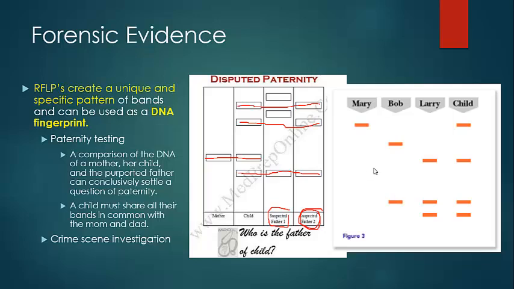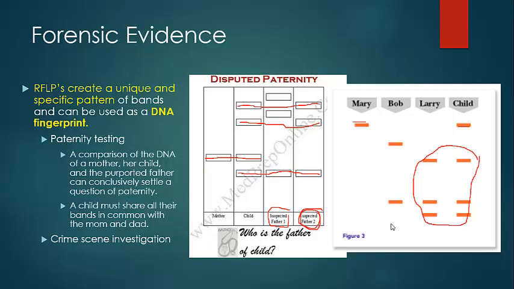If you look at the second example right here, here you have Mary, Bob, Larry, and the child. Here you can see the band shared in common with mom. And now that you understand how to do it, you can see that this child obviously belongs to Larry, because Larry is going to share the other bands in common with the child. You can see that every individual has a unique banding pattern, and that a child is going to share half of its bands with its mother, half of its bands with its father. This is done in cases of paternity testing. This can also be done to identify an individual at a crime scene.